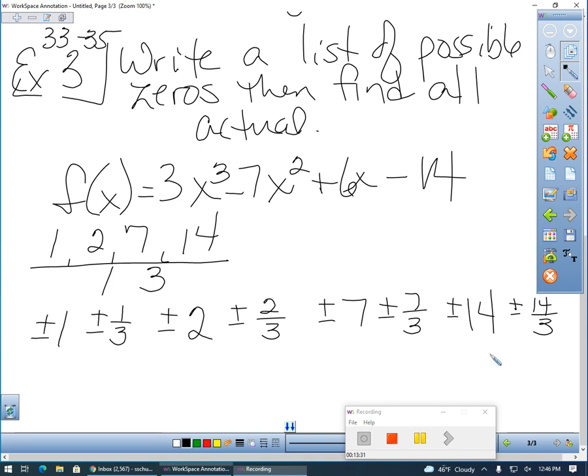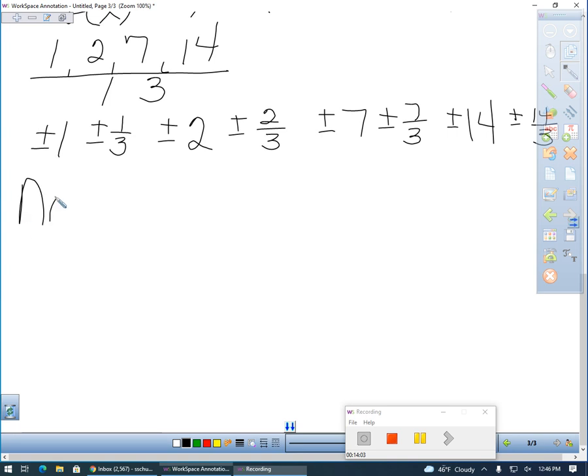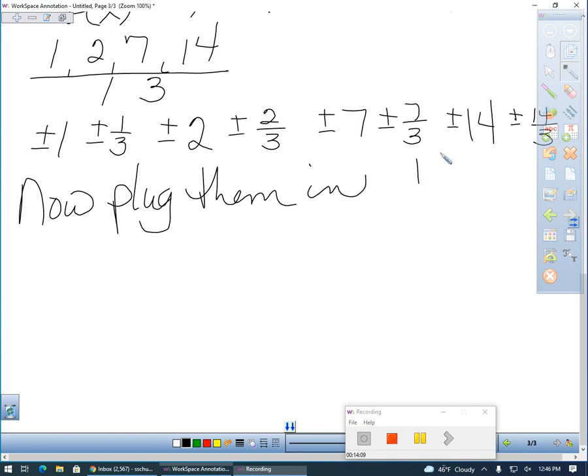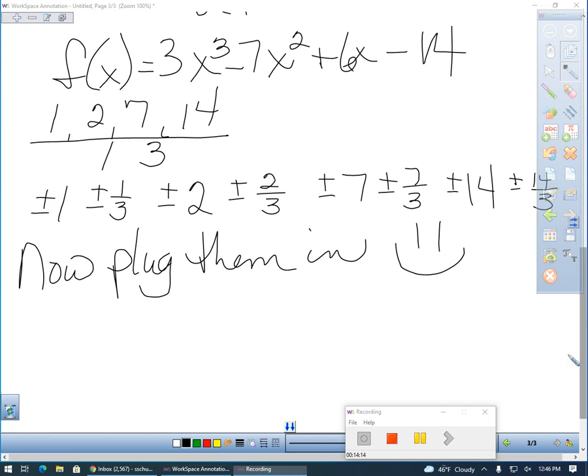Now out of those 16 possible, I need you to find the zeros. How would we do that? Plug them all in is what we're supposed to do, right? Now, I was nice and said, you know what, you can grab your graphing calculator and see if maybe that gives you a hint of which one works, right? So I put now, plug them in. All right, so go ahead and graph, first of all, 3x to the third minus 7x squared plus 6x minus 14.